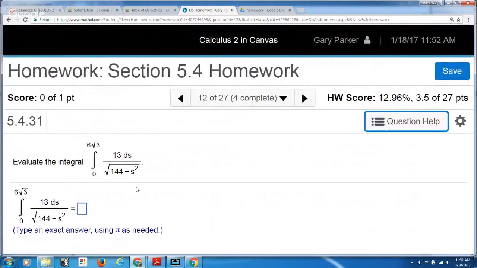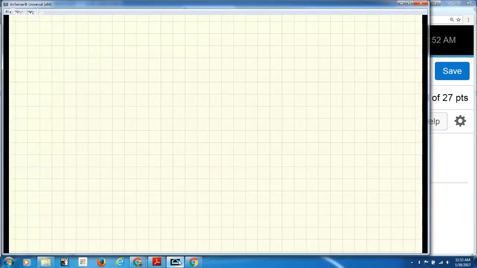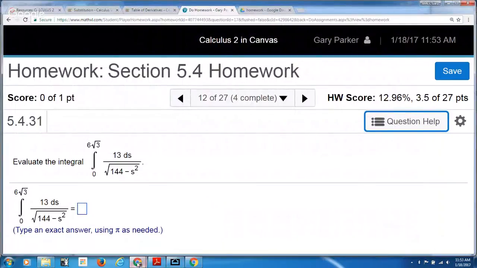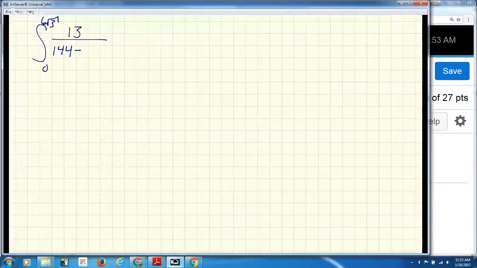All right, so we're going to play with this sucker right here. So we have the integral from 0 to 6 square roots of 3, and the fraction 13 over 144 minus, did they use an S in there? Yes, they used an S. Over S squared, and that whole denominator is in a square root.